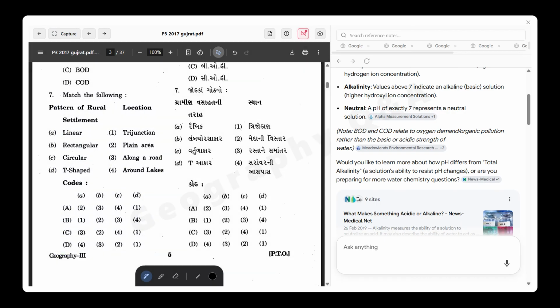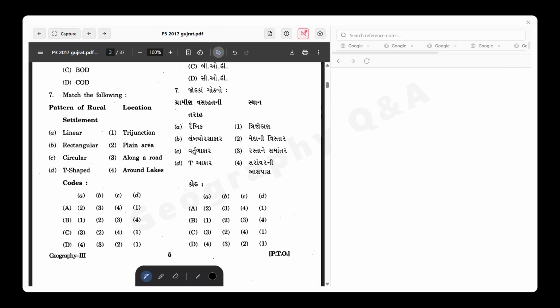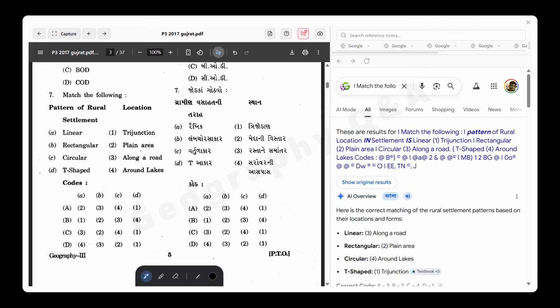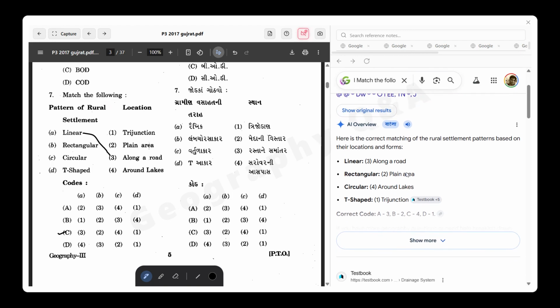Now a matching pair question. Settlement: linear, rectangular, circular or T-shape. Transaction plane area along a road. Along a road must be linear. So 1 is equal to 3. Option C should be the correct answer, right?